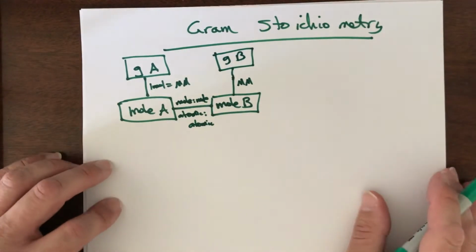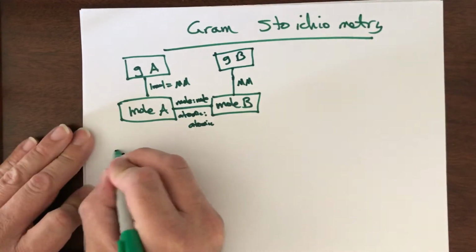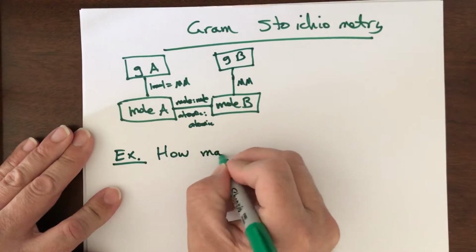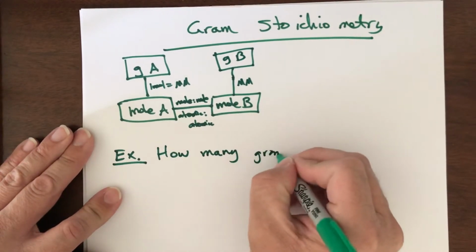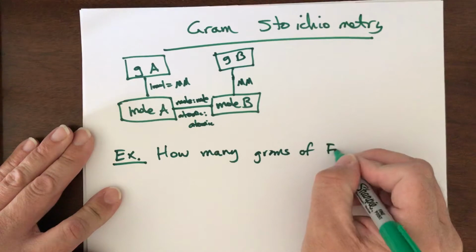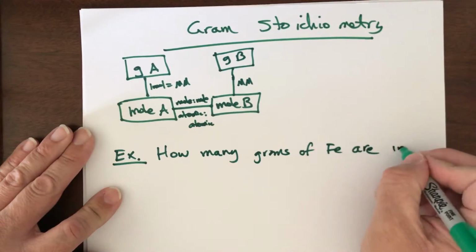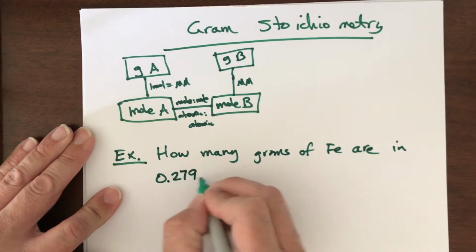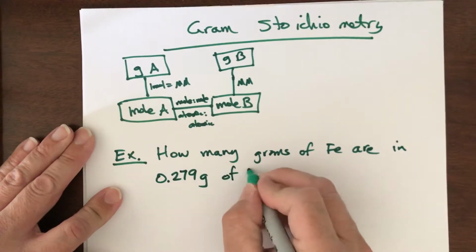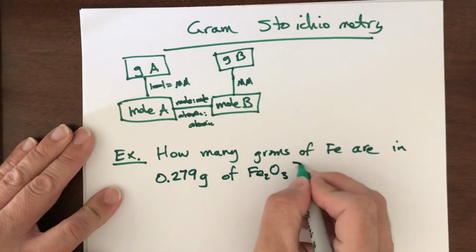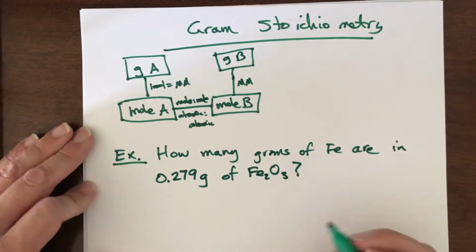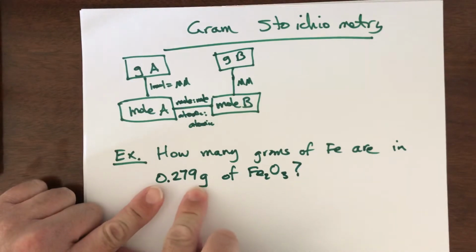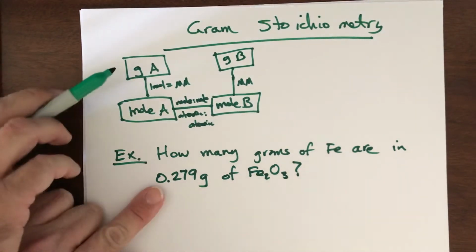Okay, so let's do an example. How many grams of iron are in 0.279 grams of Fe2O3? All right, so that's going to be our example. Now let's map out what we're given. We're given 0.279 grams of a substance, Fe2O3, so that's our first substance.